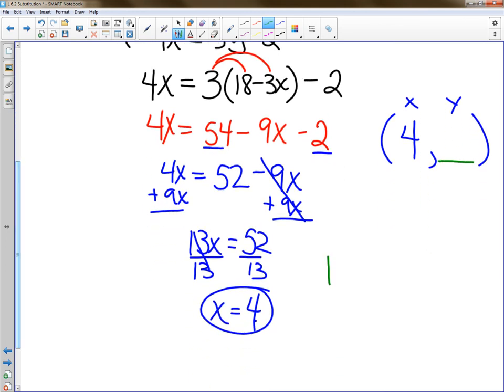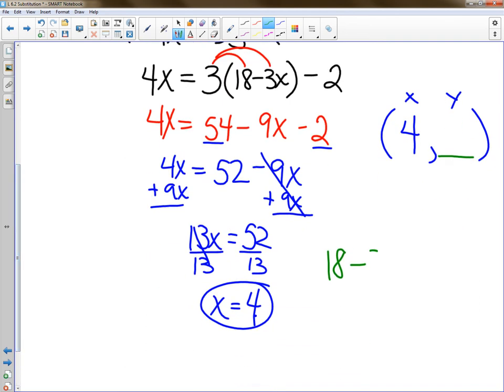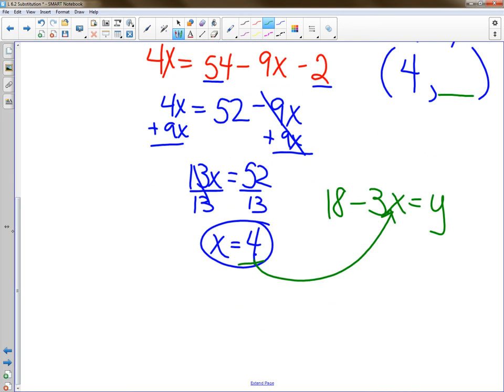So 18 minus 3x is what y equals. Now I can take the value 4 and substitute that in place of the letter x in this equation. 18 minus 3 times 4 equals y. All I did was take the 4 and put it in place of the x right there.